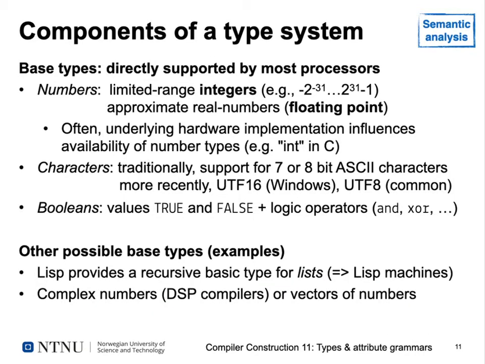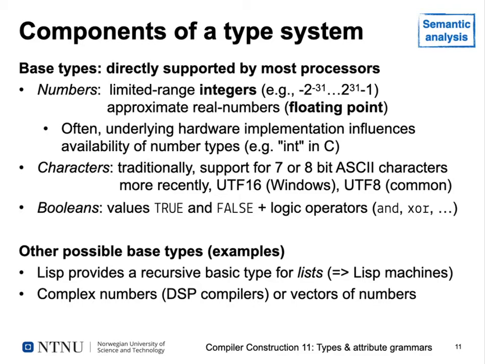So what are the components of a type system? Now, it's a bit like building mathematics from axioms. So essentially you have some very primitive base types, and these base types are usually types which are more or less directly supported by a processor. So we can have a base type for numbers, which might be integers of limited range. So for example, for a two's complement 32-bit integer number, it might have values from -2^31 to 2^31 - 1.